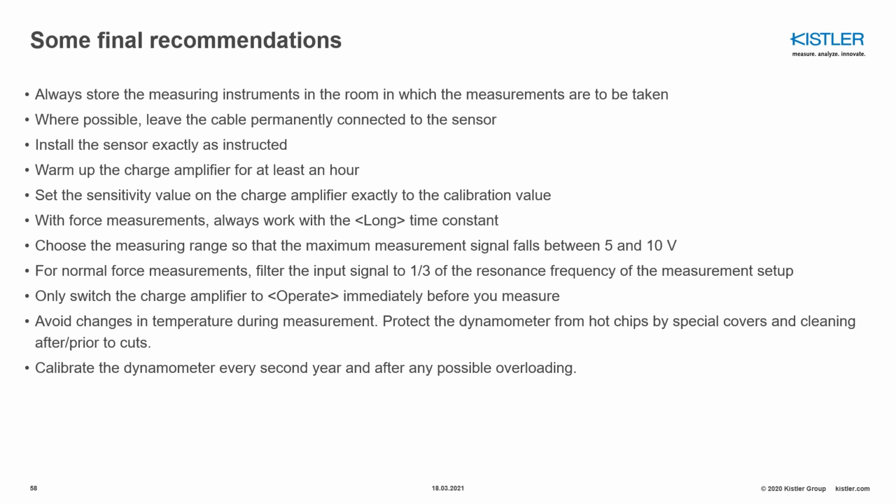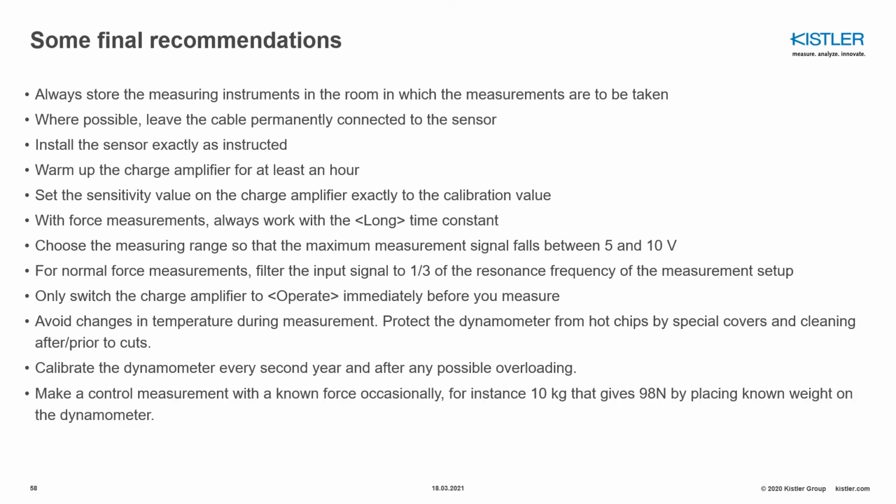Calibrate the dynamometer every second year and after any possible overloading or crashes and so on. Make a control measurement with a known force occasionally. For instance, a 10 kilogram weight gives around 98 Newton, by placing a known weight on the dynamometer. And make drift control, as we show here, occasionally.